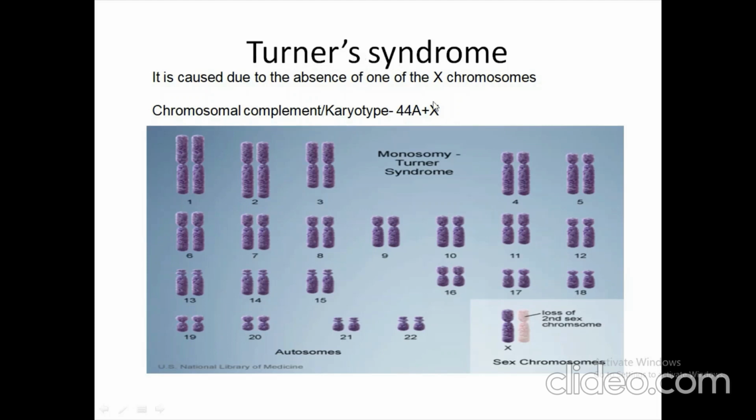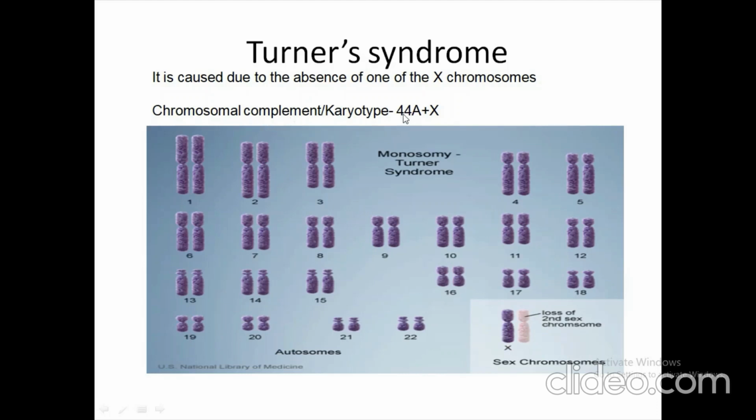Normally in females there are two X chromosomes. But here in Turner syndrome, only one X chromosome is present instead of two. So this second X chromosome is lost in the person suffering from Turner syndrome. So there is only one X chromosome.